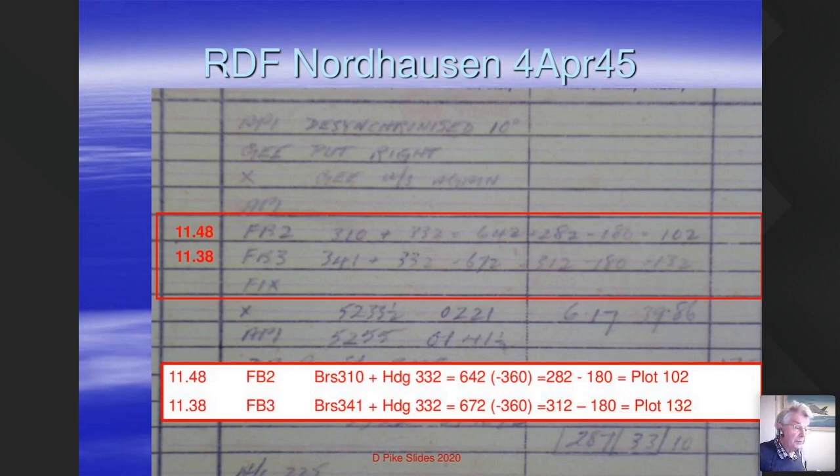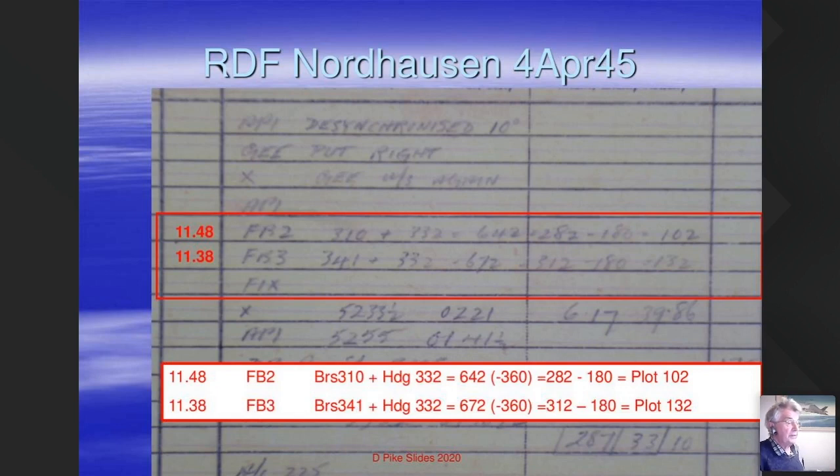FB3 bore 312 degrees true from the aeroplane, but he wanted to put his protractor on the radio station and plot a line from there. So he subtracted 180 degrees and he plotted 132 degrees from FB3. And he did the same for FB2. So that's the plotting of a medium frequency beacon.